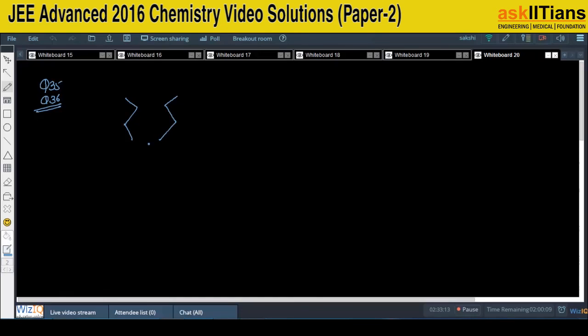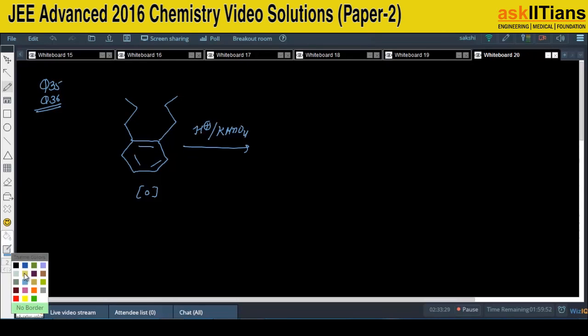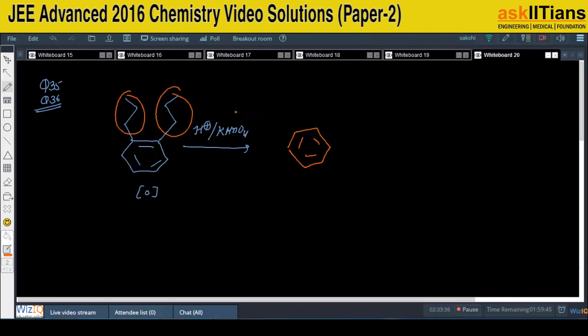The compound O which is given to us is something like this. It has been told to us that it is treated with H positive in the presence of KMnO4. Now you should know this thing. Whenever it is heated with H positive in the presence of KMnO4, whatever alkyl groups are present on the benzene ring, let them be of any length, they all will get converted into carboxylic acid. So this will be compound number P.